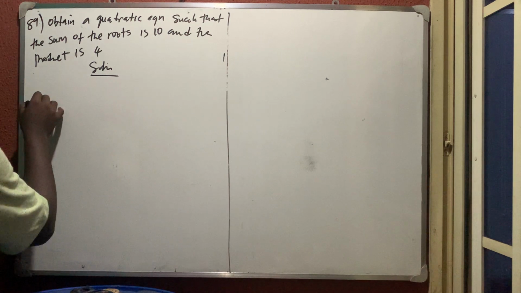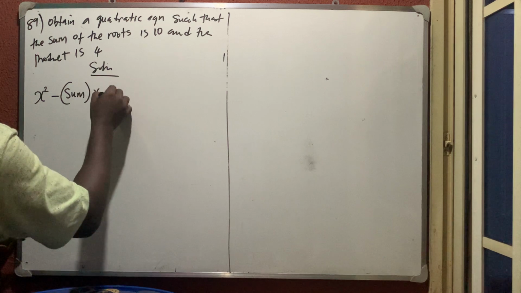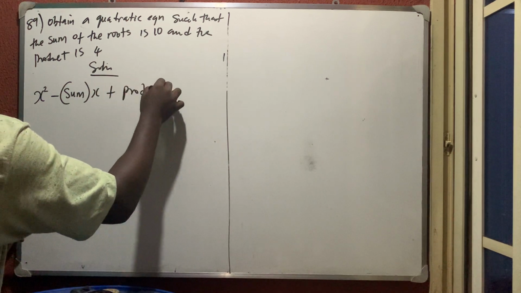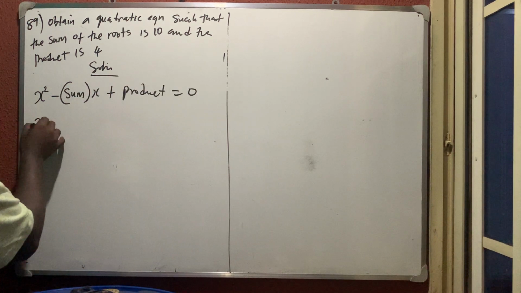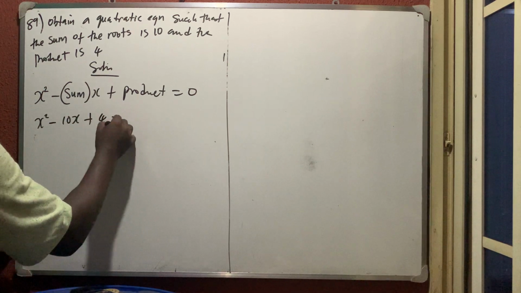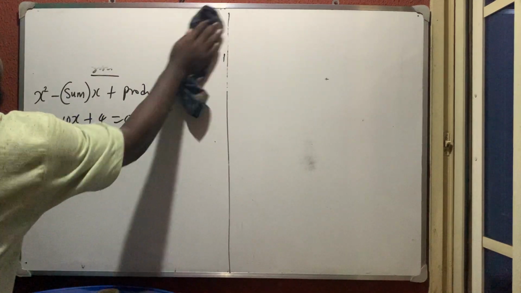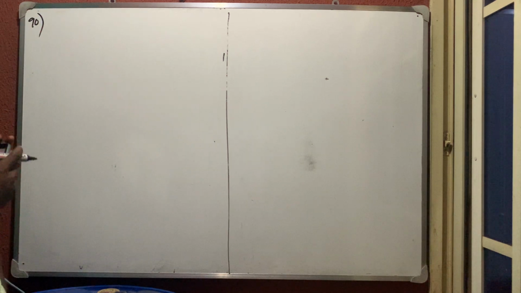Okay, solution. Now I told you to find the equation. For that equation, the formula is simply x squared minus sum, you now say what? X plus what? Product is equal to 0. So we have what? X squared minus, what is that sum? 10. You put your x plus the product 4 is equal to 0. That's all. There is nothing to solve. Okay, go to the next question. Question number 90. We are moving.